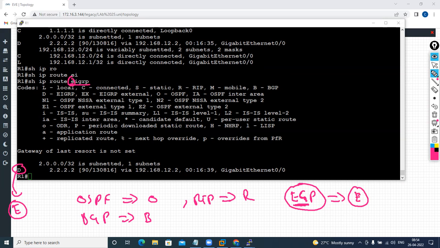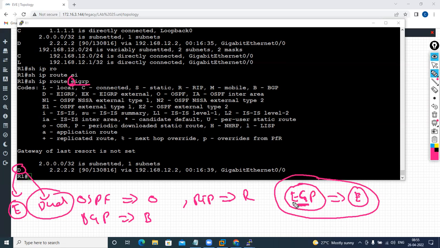EGP. Now you can't give E again for EIGRP as well. So they change it to D. D stands for dual, based on the algorithm EIGRP uses. So that's why we have D here, because E was already taken by the protocol EGP. EGP stands for Exterior Gateway Protocol. Now this protocol we don't have. Don't ask why it is not there. It has gone.